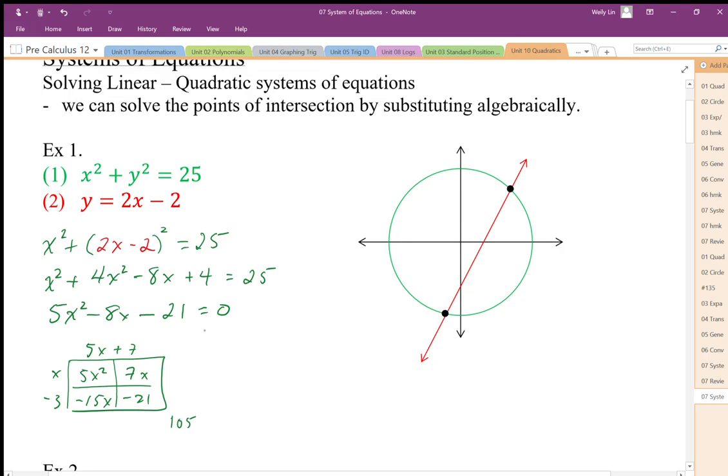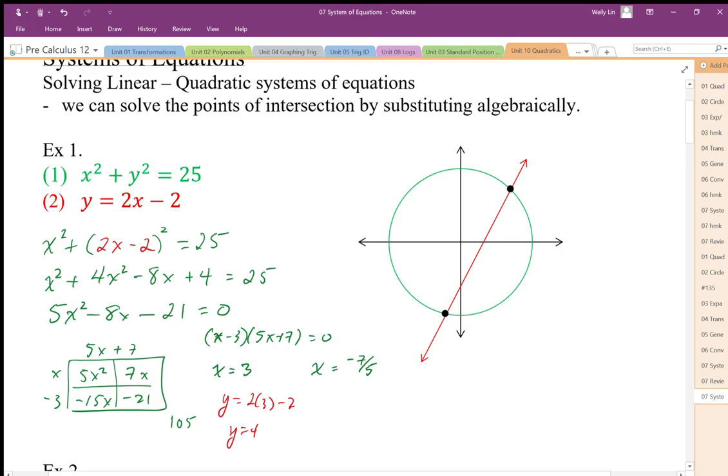So factoring this, we end up with x minus 3 times 5x plus 7 equals 0. So our values for x: x equals 3, that's our first x, and x equals, looks like negative 7 over 5. So then solving for the y value, I can just plug it into my y equation. So if I plug it into y, I get y equals 2 times 3 minus 2. So this works out to be y equals 4.